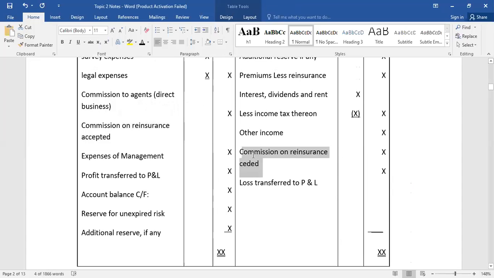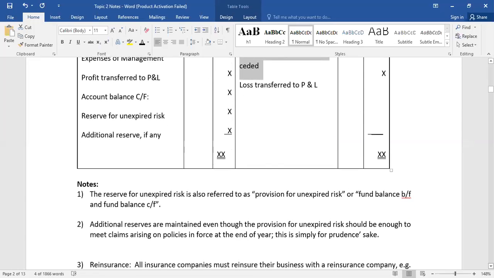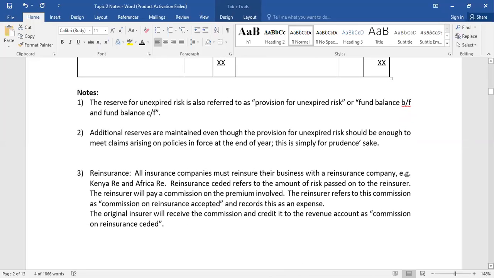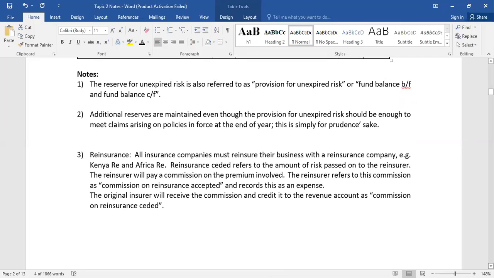But the commission on reinsurance ceded, because we'll be getting commission, is an income at the end of the year. So we are going to post it there. Without wasting more time, practice makes perfect. So I'd want us to go and do the practical example. We can do it together here.